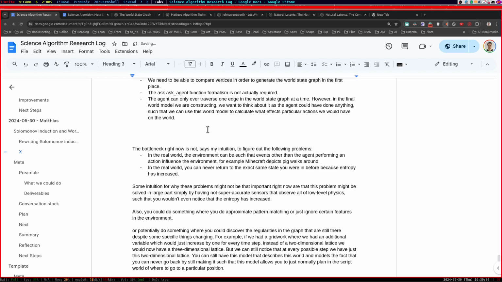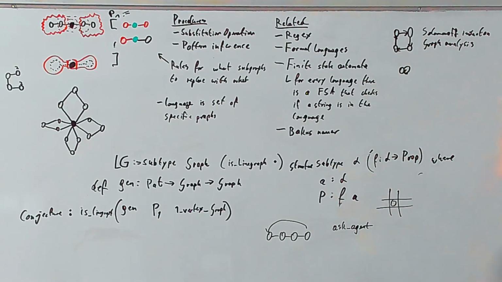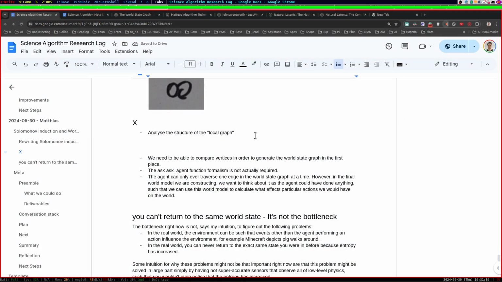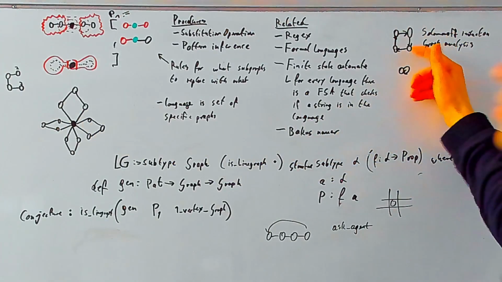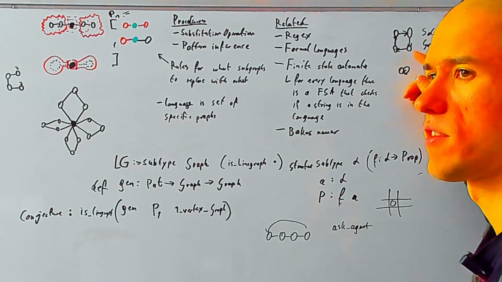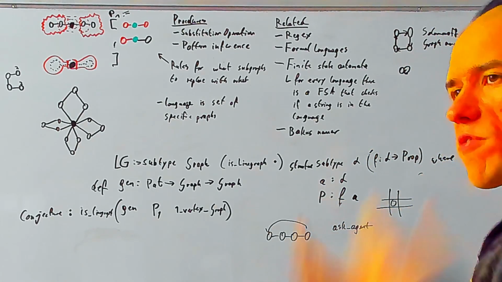You can't return to the same world state. It's not the bottleneck. Okay, but the thing I wanted to say about Solomonoff induction is that we can analyze the structure of the local graph that we have generated so far. And you can't do that in Solomonoff induction. You can't be like, look, I know what the program is. If you look at some part of the world state graph, you know what the program does here, right? Solomonoff induction doesn't do that at all.